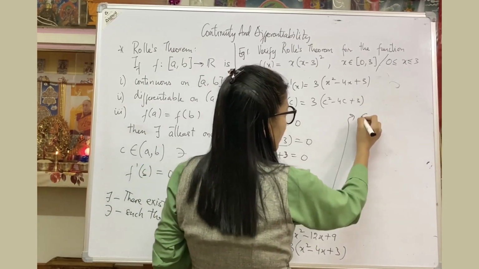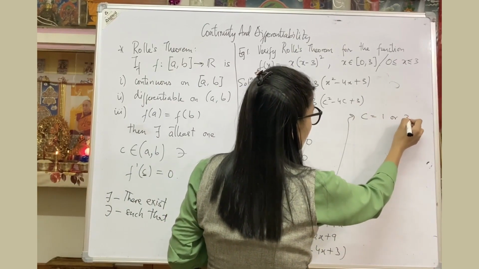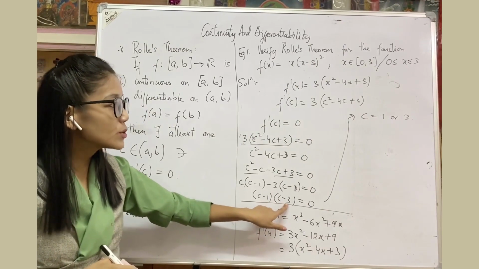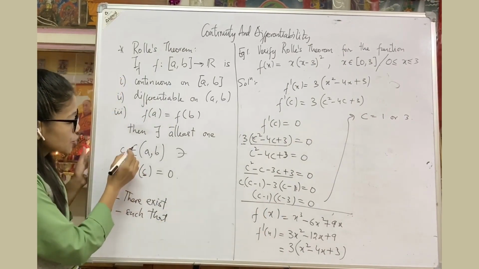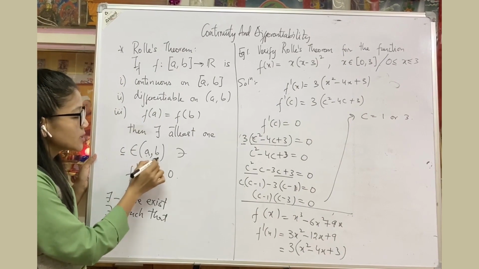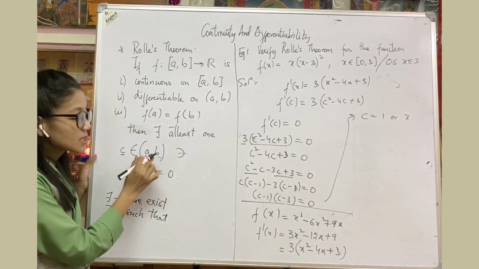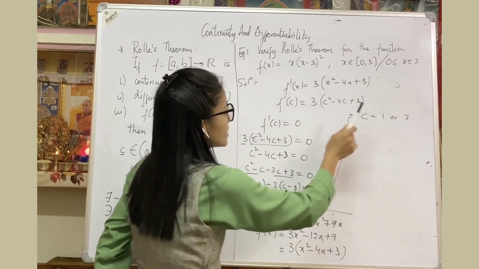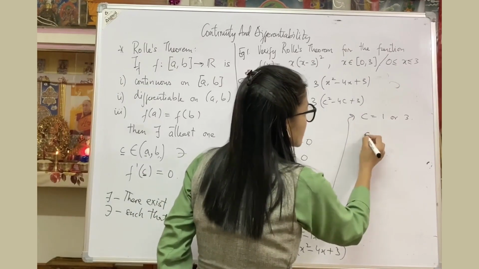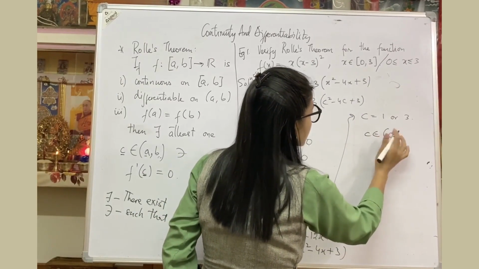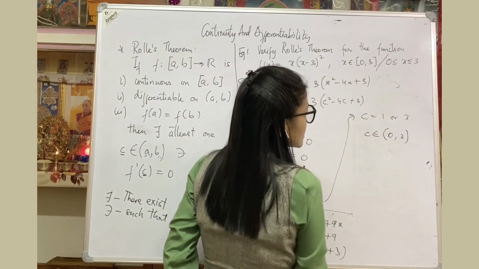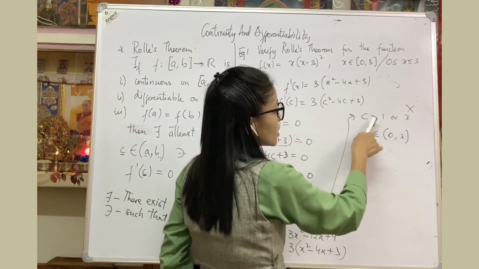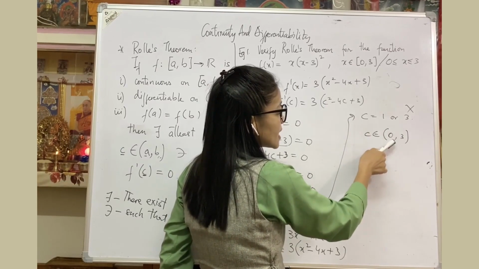So therefore I get two values, c is equal to 1 or 3. Now what we should have is that c has to be in the open interval (a, b). When I take c equal to 1, it lies in the open interval. Now c should be in the open interval 0 to 3, so c cannot take this 3. So we get only one value of c which lies in this interval.